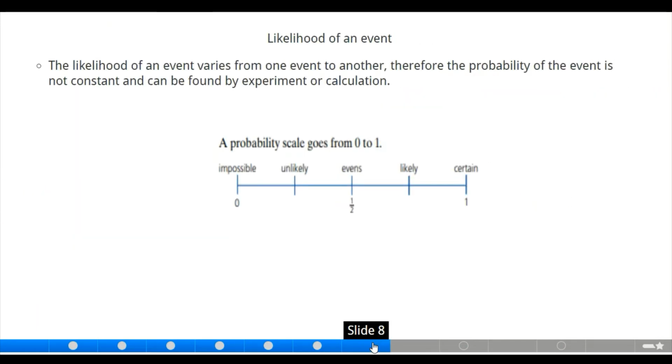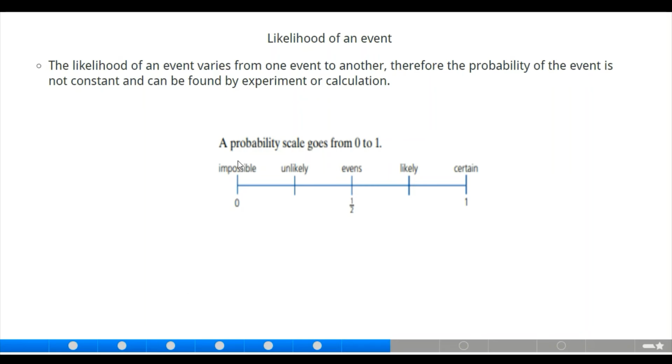Now let's look at the likelihood of an event. The likelihood of an event varies from one event to another. Therefore, the possibility of the event is not constant and can be found by experimenting or by calculating. So if you want to get the likelihood of an event, like we have done in the rolling of a die to get a 6, we either experiment it or we calculate it. So you can have this scale just to suggest how our probability goes.